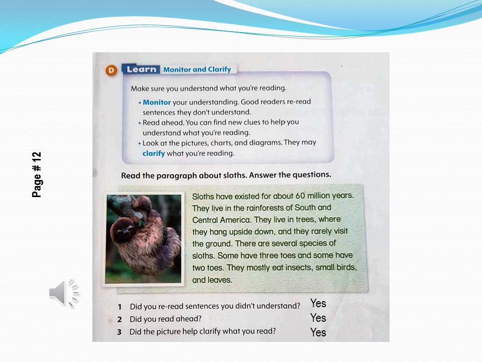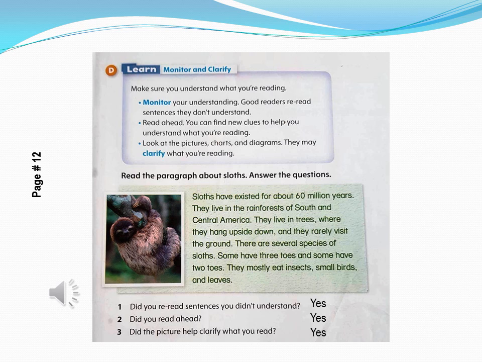Monitor your understanding. Good readers reread sentences they don't understand. Read ahead. You can find new clues. Clues means hints to help you understand what you are reading. Number 3. Look at the pictures, charts and diagrams. They may clarify what you are reading. There is no doubt pictures and charts are very helpful to understand the meaning and the clarification of the concept of anything, any object.